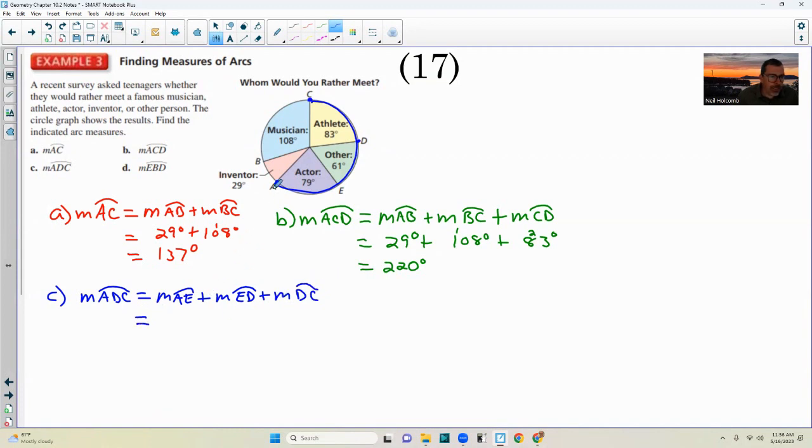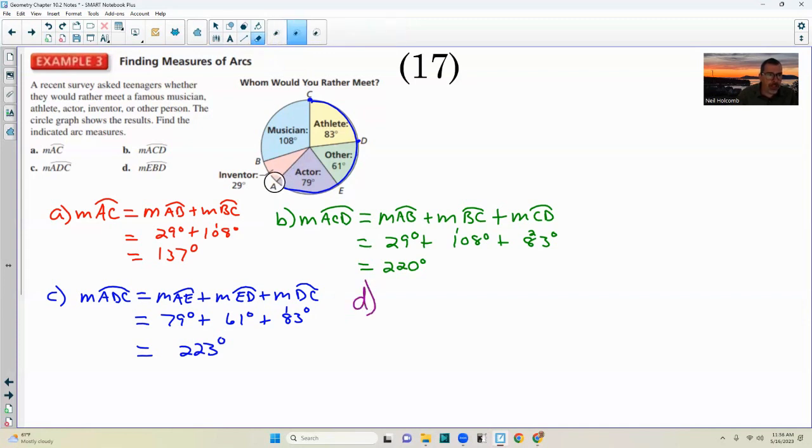Okay, substitute my givens. AE is 79 degrees. ED is 61 degrees, plus athlete 83 degrees. When I add those, 9 plus 1 is 10, plus 3 is 13, carry a 1. 7 and 6 is 13, and 8 is 21, plus 1 is 22. That is 223 degrees. And finally, D.